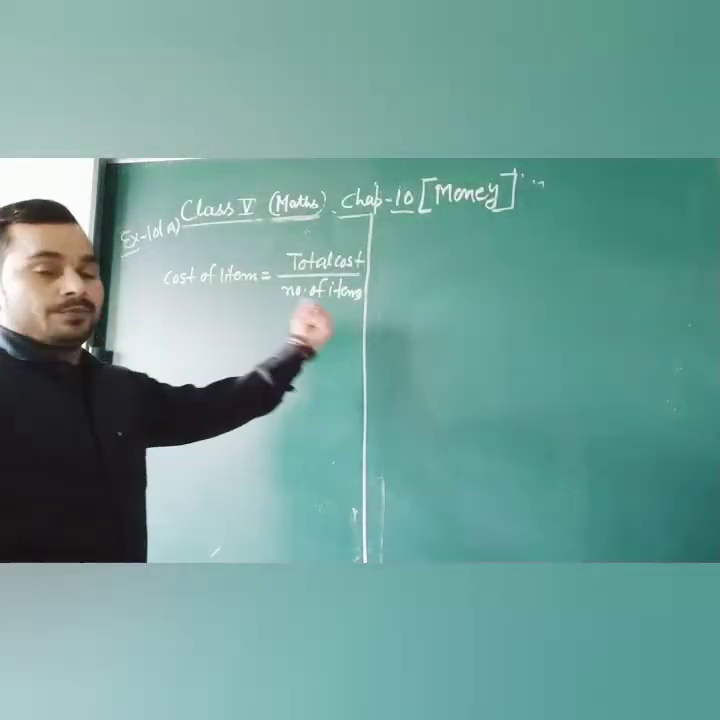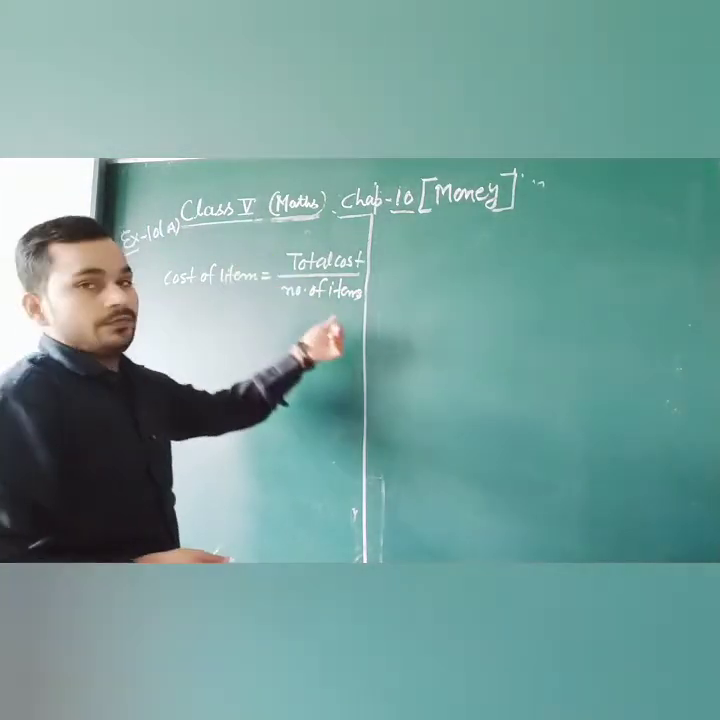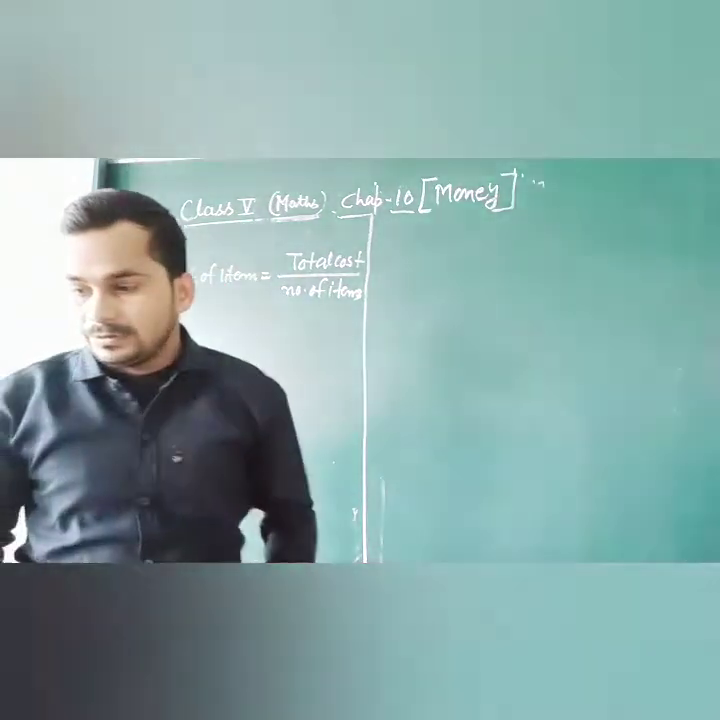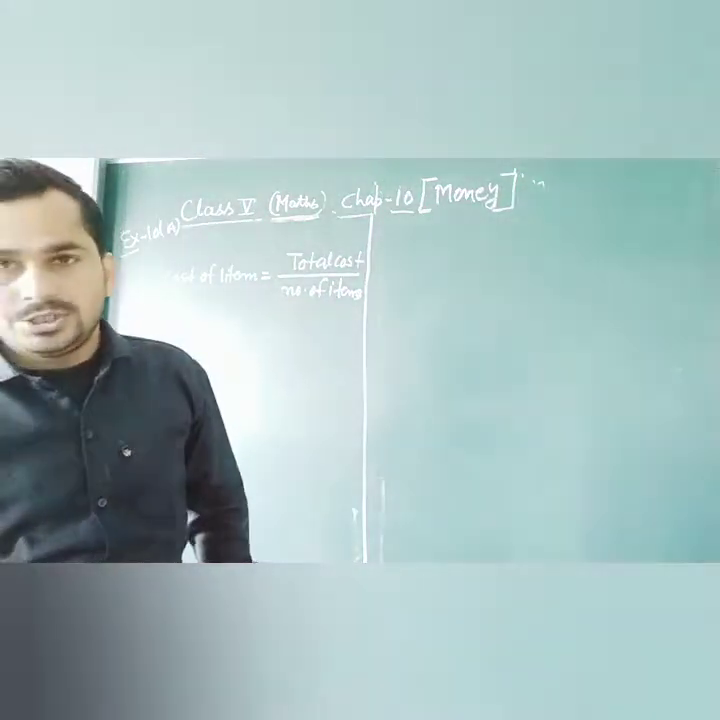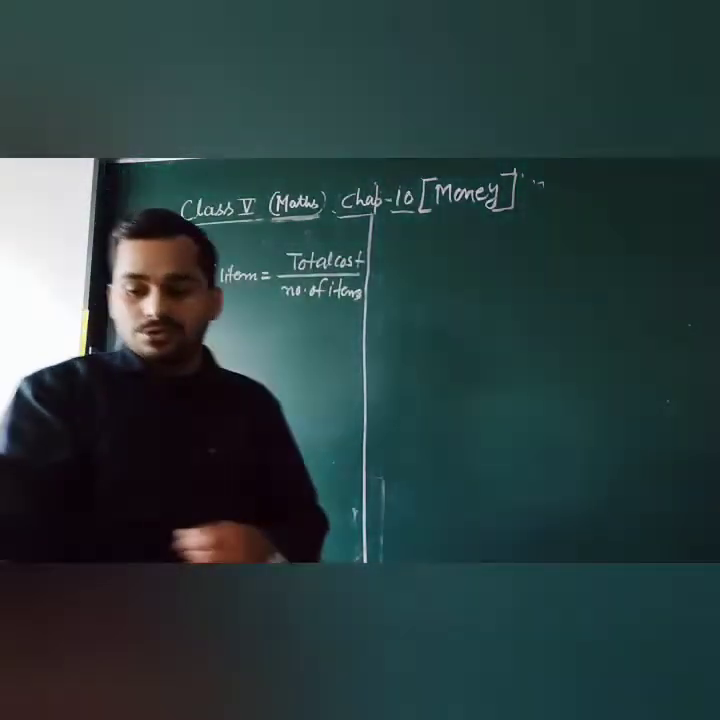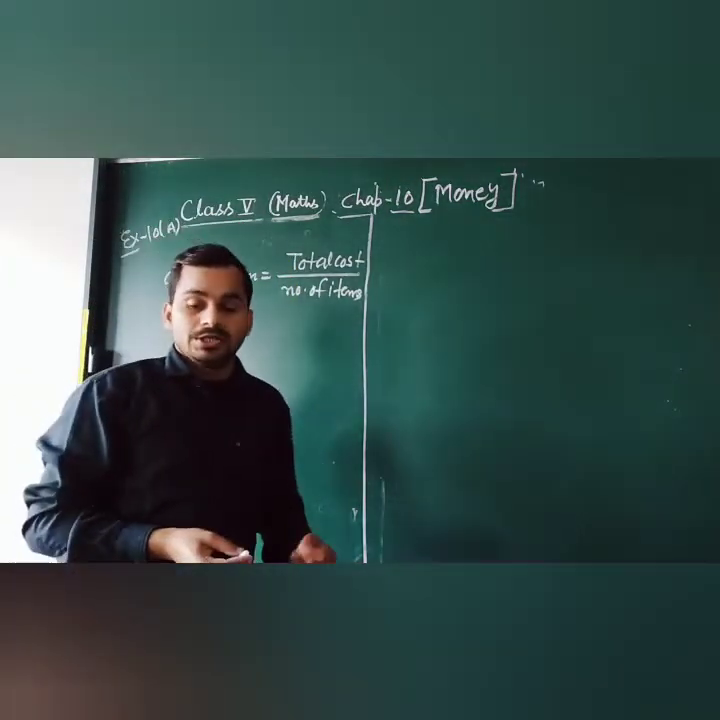अगर हमको एक आइटम की कॉस्ट फाइंड करनी है तो हमको टोटल कॉस्ट को डिवाइड करना होगा किससे, नंबर ऑफ आइटम्स. So by this process we have solved exercise 10a. So take question number 1.